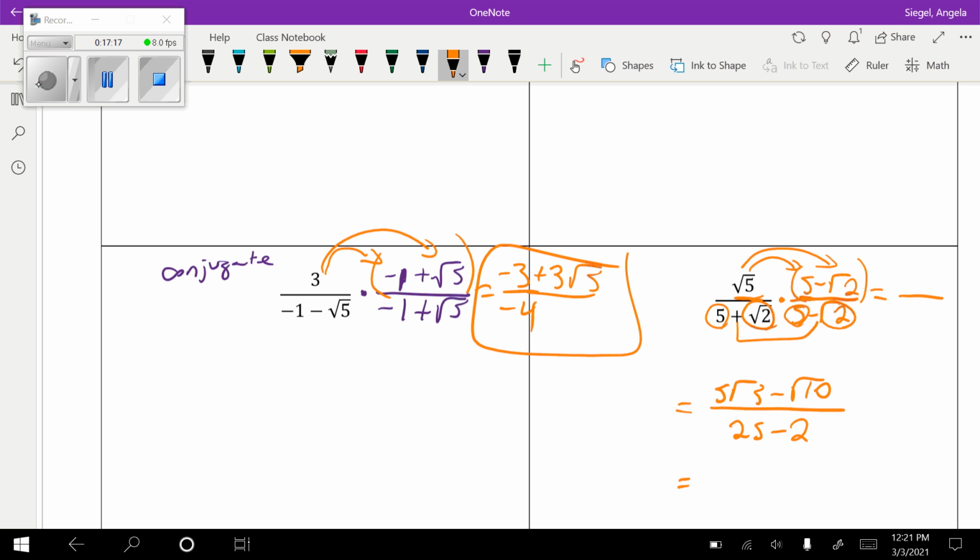So let's clean it up for our final answer. So 5 square root of 5 minus square root of 10 over 23, and we are done.